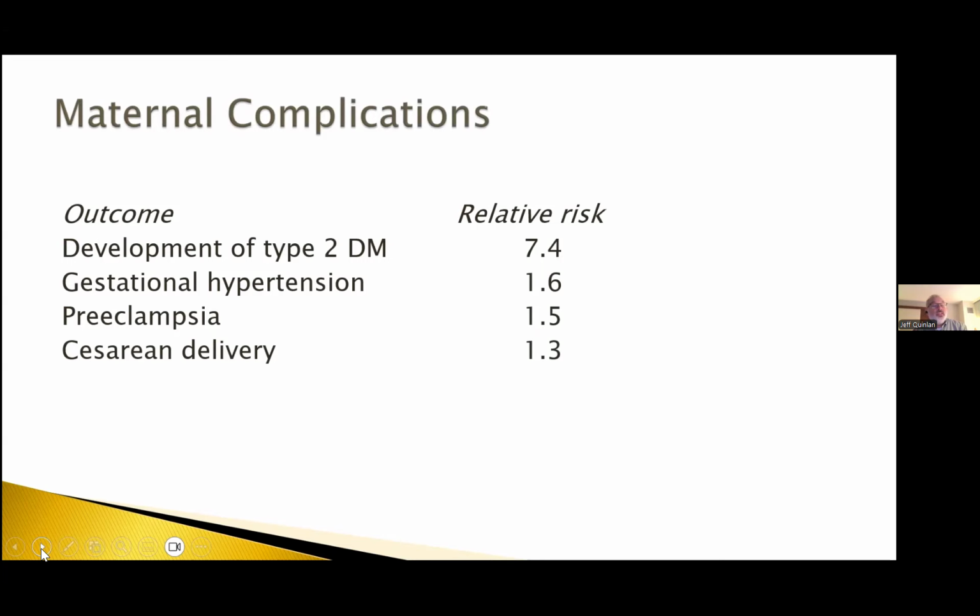The first one is that women who have gestational diabetes are 7.5 times more likely to develop type 2 diabetes during the rest of their life. And so there's some specific recommendations for ongoing screening, between every 1 to 3 years for women who had gestational diabetes during at least one pregnancy. There's also significantly increased risks of gestational hypertension and preeclampsia, and cesarean delivery as well is more common.